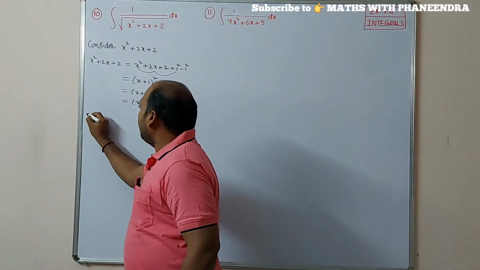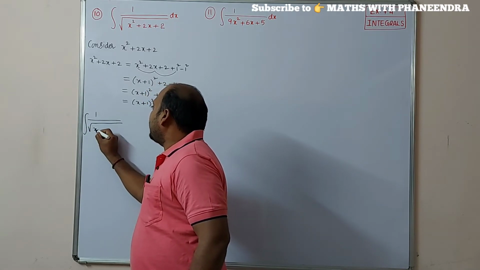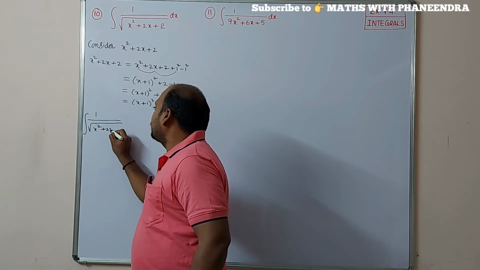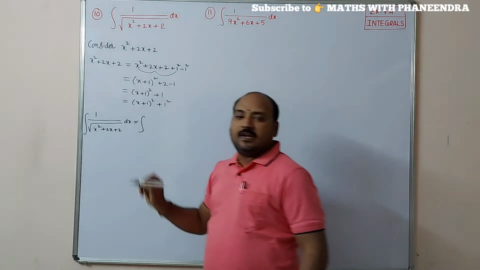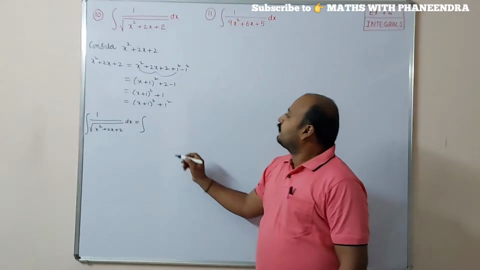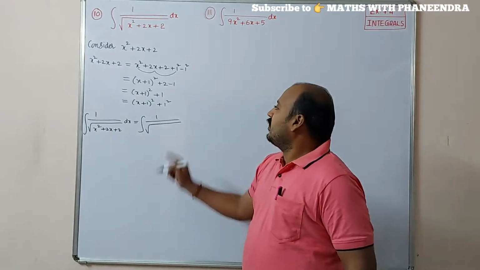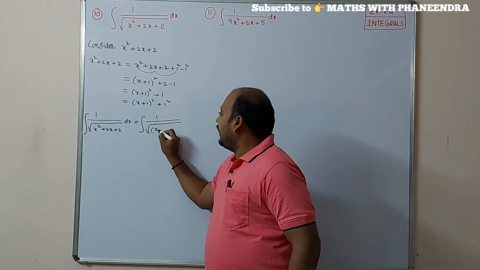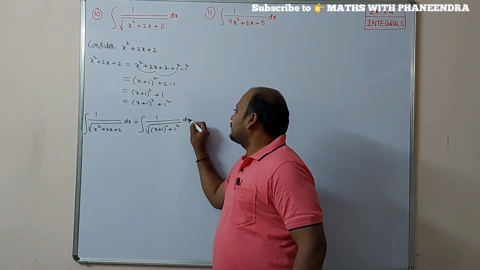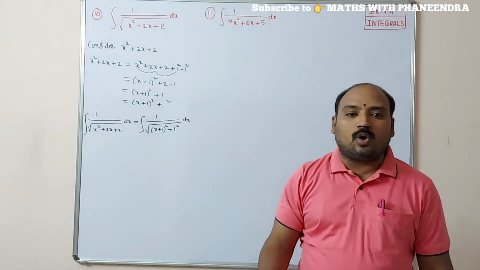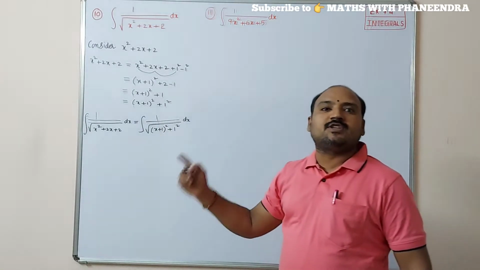Now the given integral, integral 1 by square root of x square plus 2x plus 2 into dx, is equal to integral 1 by square root of x plus 1 whole square plus 1 square into dx. So after that, what we have to do is put x plus 1 is equal to t.